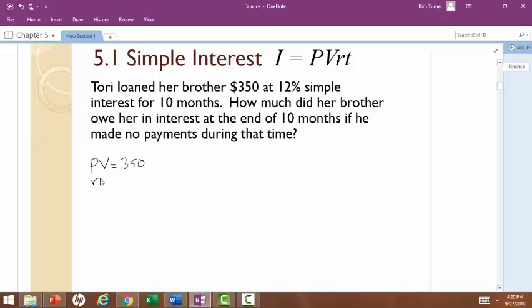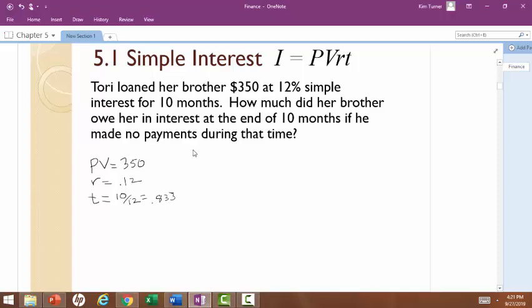Then I'll pull out the rate, and I'll write it as a decimal, so 0.12. And then I'll pull out the time of the loan, which is 10 months. But we need to convert this to years. So we'll do this by writing 10 divided by 12, which means there are 12 months out of the year, and the time is only 10 of those 12 months. So that gives you about 0.833.